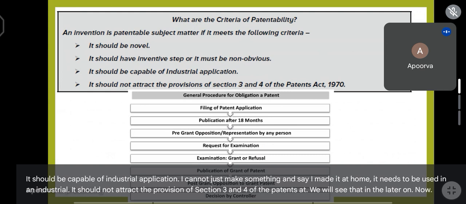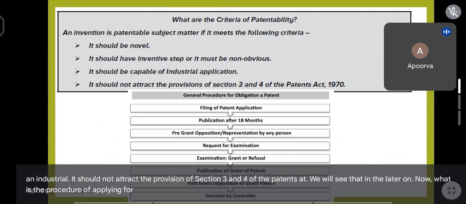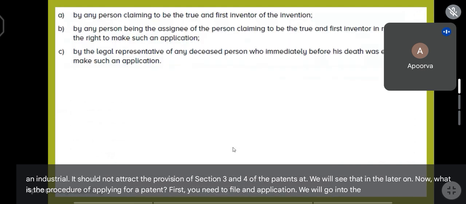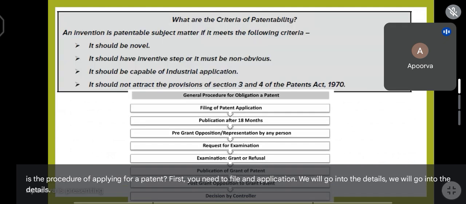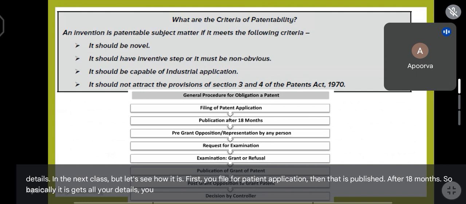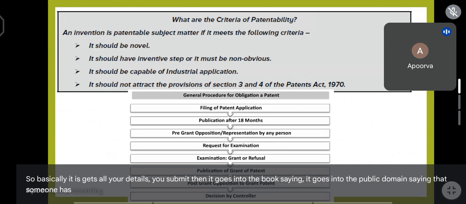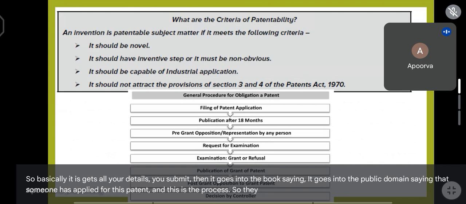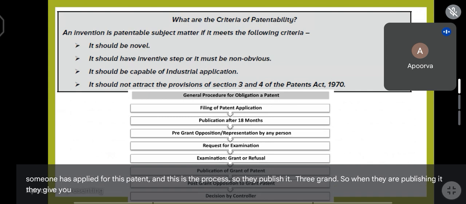Now, what is the procedure of applying for a patent? First, you need to file an application. We will go into the details in the next class, but let's see how it is. First, you file for a patent application. Then that is published after 18 months. So basically, all the details you submit go into the public domain, saying that someone has applied for this patent. So they publish it. Pre-grant.